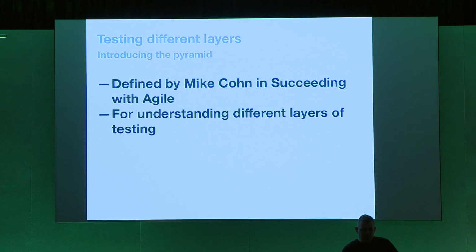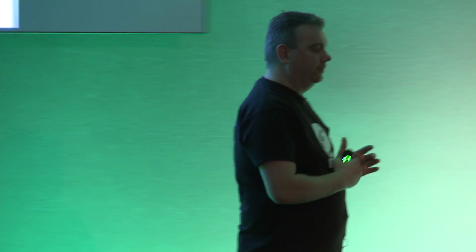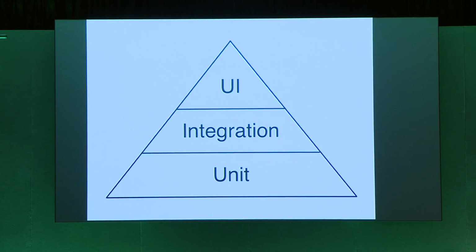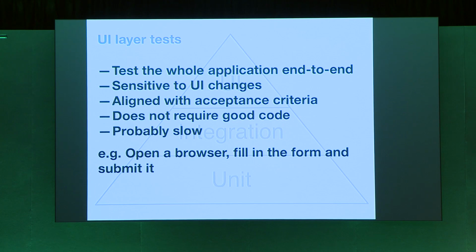It came from something Mike Cohn wrote about in Succeeding with Agile. And it's one way of looking at the different kind of testing you can do, the different ways you can test your application. And he identified 3 layers. The UI, integration or services, and unit tests. He may have said services. So let's go through the different layers from top to bottom.